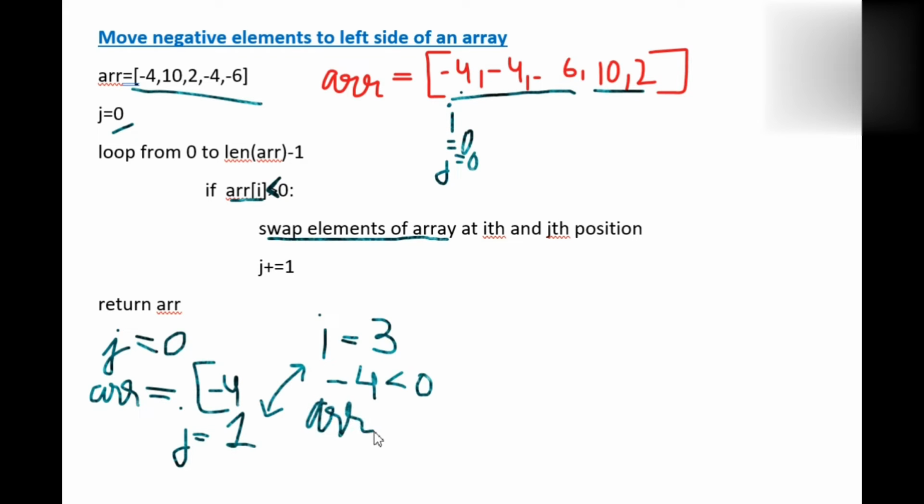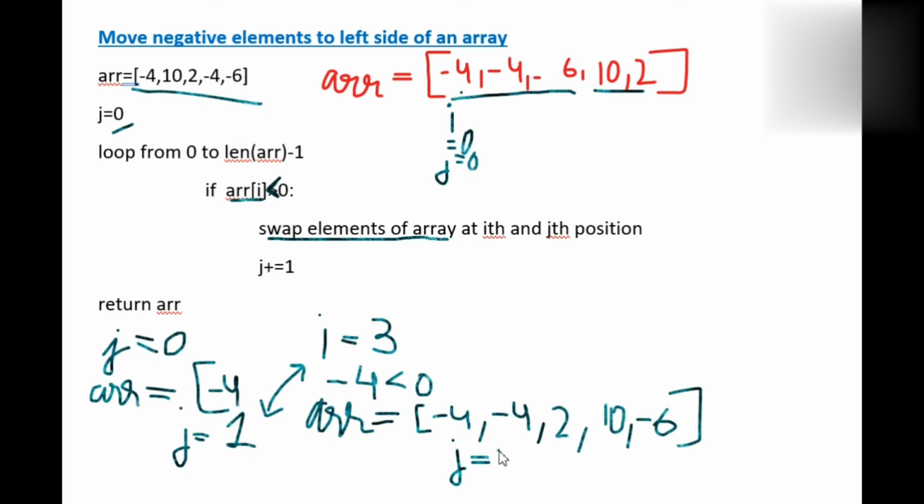So we will get here -4, -4, 2, 10, -6. And then increment the value of j by 1, which is 2.